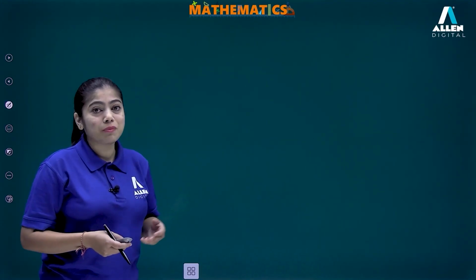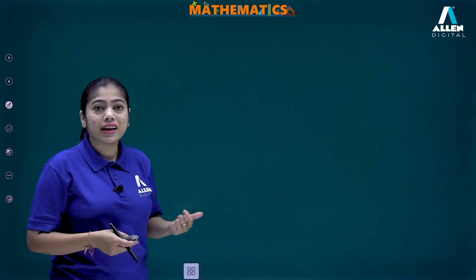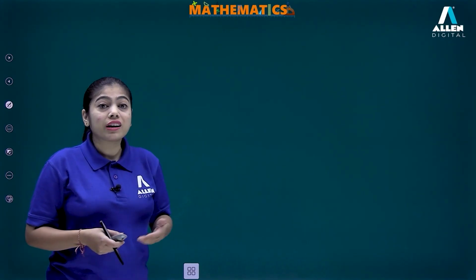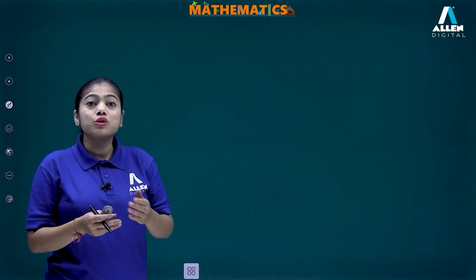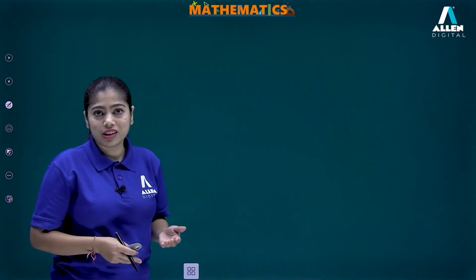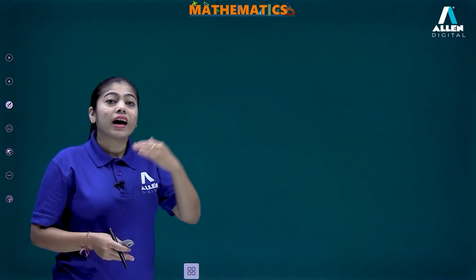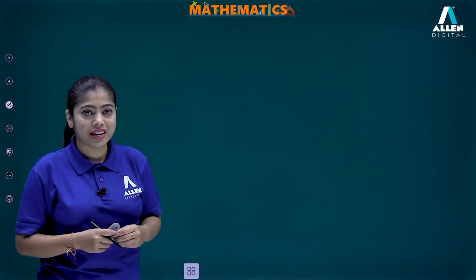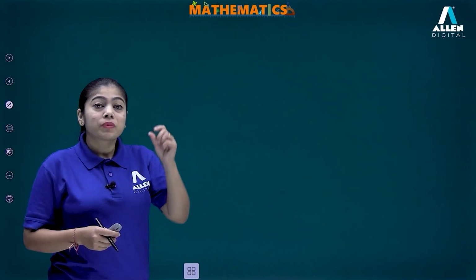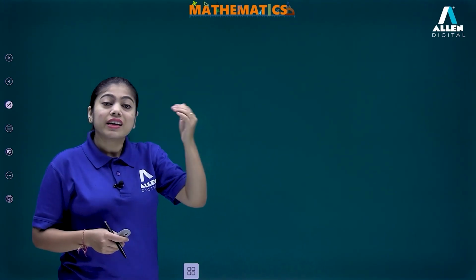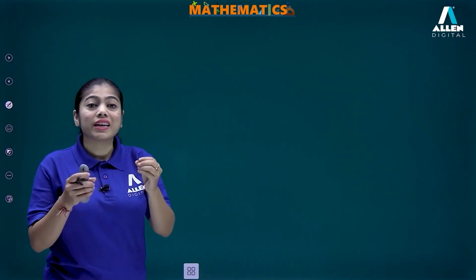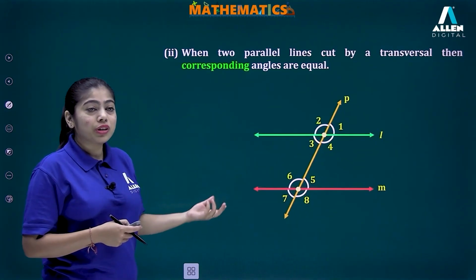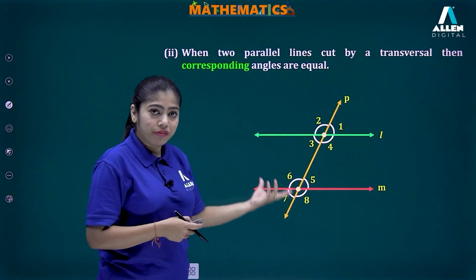Moving on to another property which says corresponding angles are also equal when the lines are parallel. But what are corresponding angles? They are going to be on the same side of the transversal. Both the angles lie either on the left side of the transversal or on the right side of the transversal. Also, if one angle is exterior, then the other angle is going to be interior. Let us see how they look. We are going to see over here in the same figure.